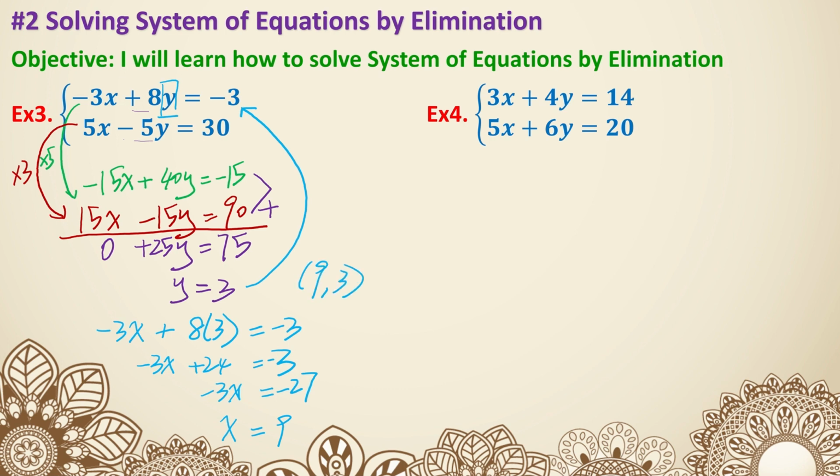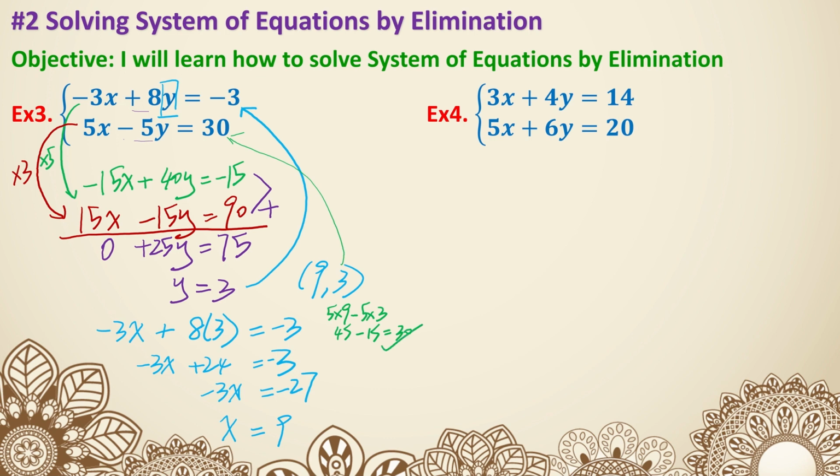And here's the thing, as soon as you have this answer, here's something you can do to check. You can always put it into the other equation and see if it works. 5 times 9 minus 5 times 3, that's a 45 minus 15. Does it actually equal to 30? It does. There you go.